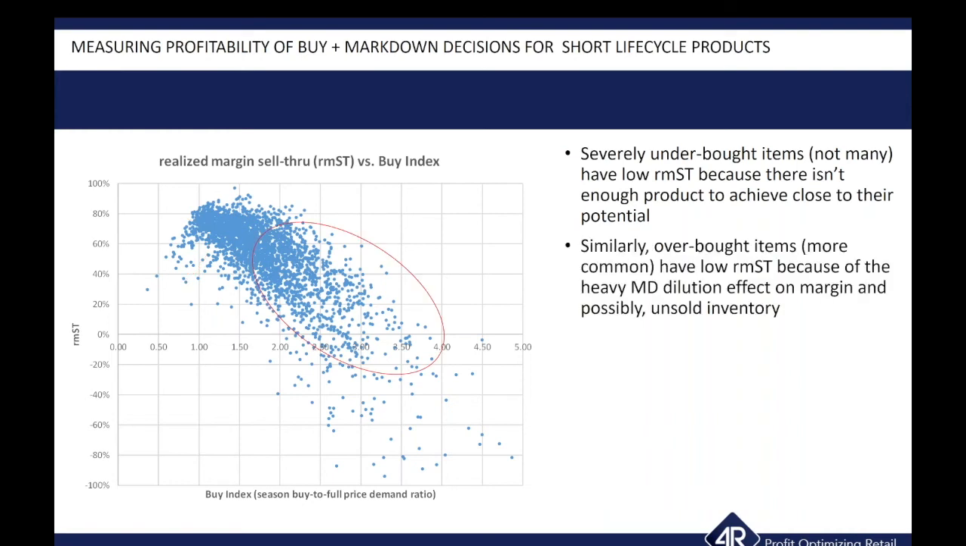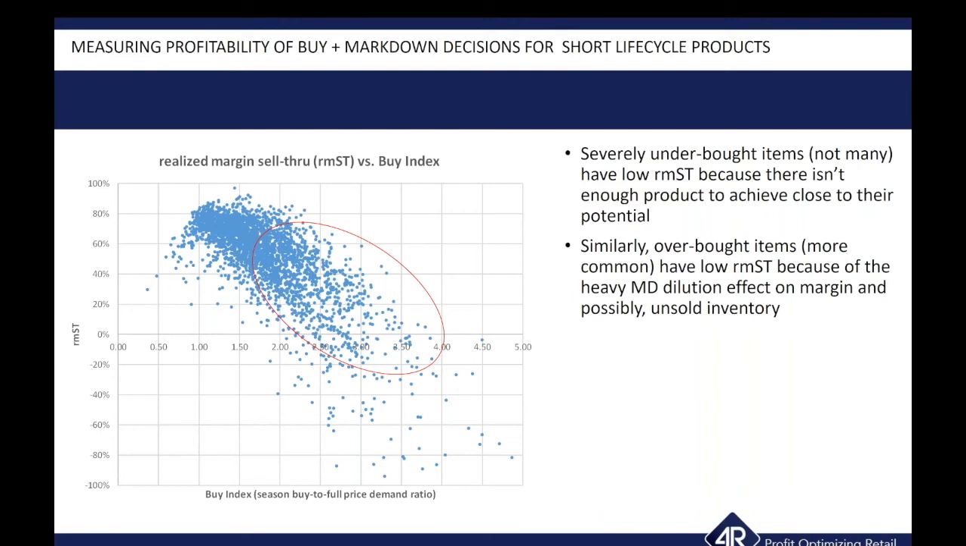At the other side of the spectrum, we have overbought items where the realized margin sell-through is low because we had to take heavy markdowns to move inventory, and possibly even the effect of unsold inventory. Unsold inventory or heavily marked down inventory weighs in, dragging down the realized margin sell-through, because the inventory cost is all there, but the sales dollars are much depressed by either markdowns or unsold inventory altogether.